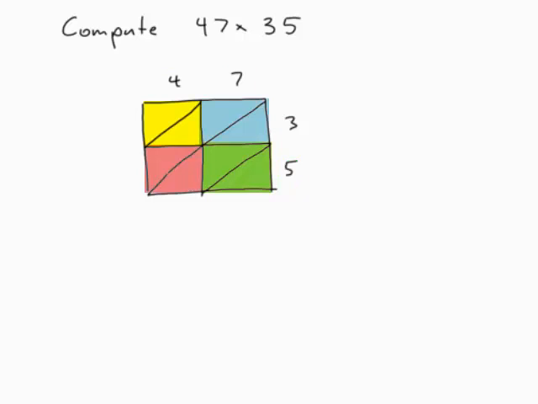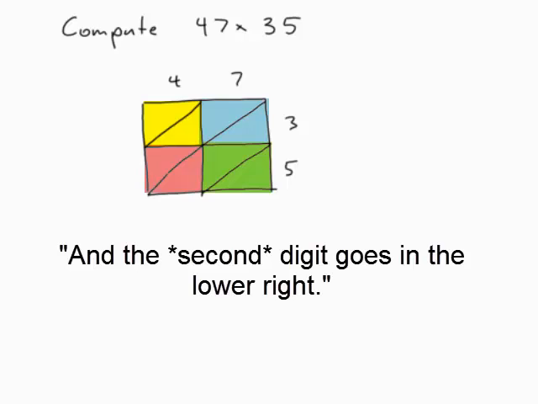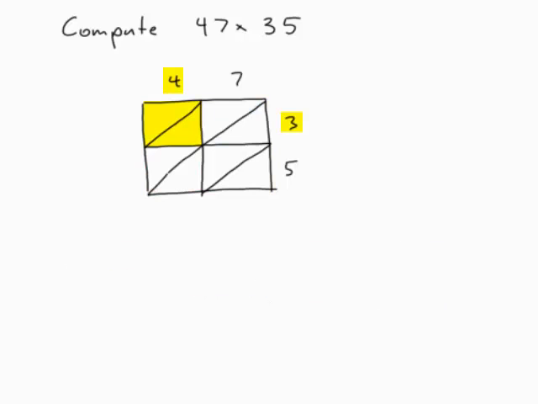As we perform each calculation, we will write the result as a two-digit number where the first digit goes in the top left and the bottom digit goes in the lower right. So 4 times 3 is 12. 7 times 3 is 21. 4 times 5 is 20. And 7 times 5 is 35.